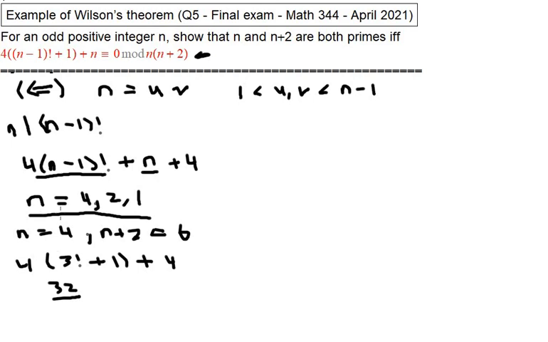In each of these cases, so for n equals 4 we get a contradiction, we'll get a contradiction for 2 and 1. So that means that n cannot have proper divisors. So n must be prime.